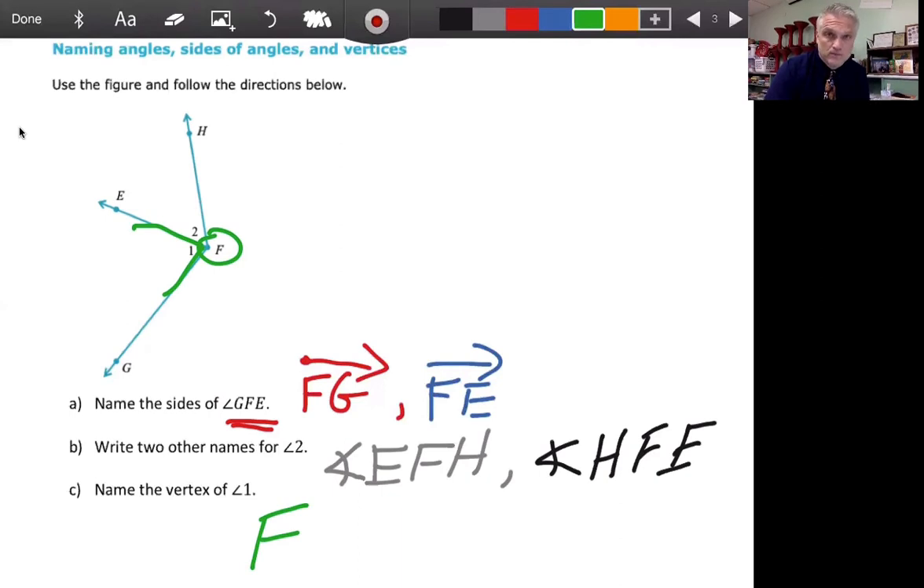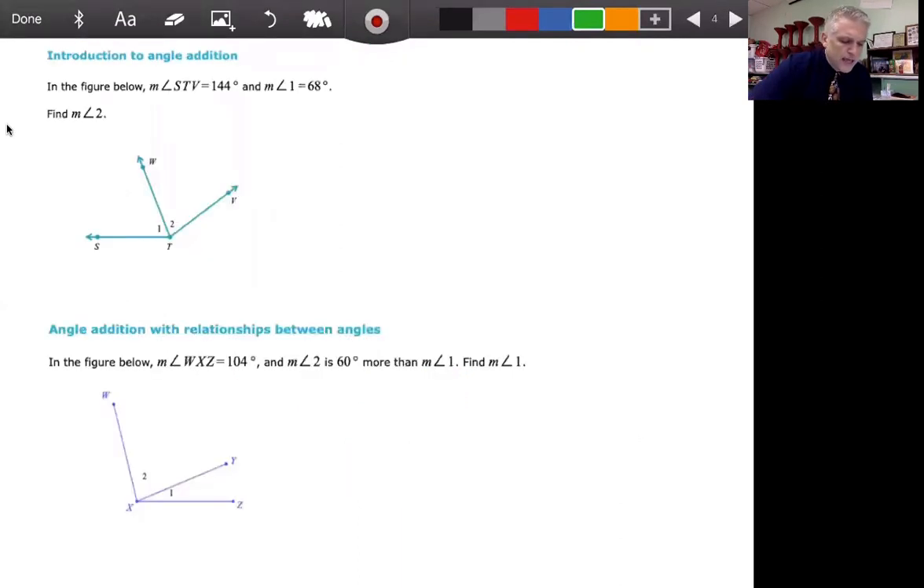Okay, next question. So this next page looks at angle addition. We did segment addition where the pieces of a segment add up to the whole segment. So now we're going to take pieces of an angle that add up to a bigger angle. So if you look at this picture right here, and we look at angle 1, and we look at angle 2, hopefully you can see that you take angle 1 and you add it to angle 2, and you get this big angle STF. That's all you really need to know in order to set up an equation for this question here.